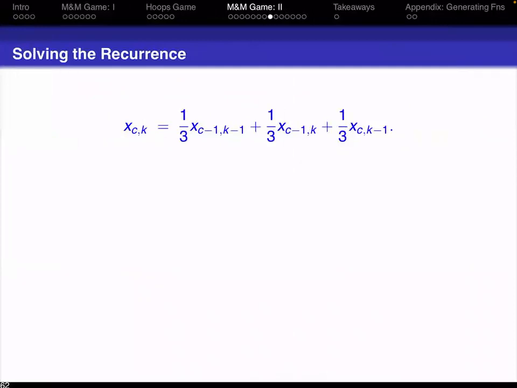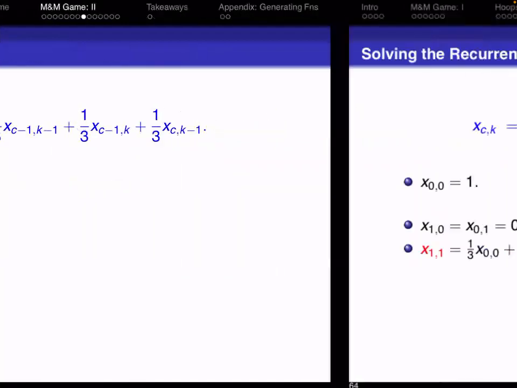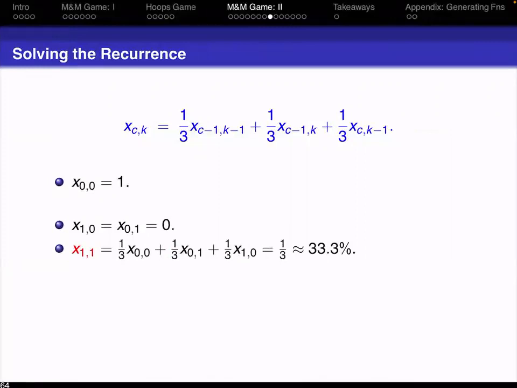All right, how do we solve this? Well, we now have this recurrence relation. What you do is you start off with small values and you work your way up, you build. And so we know X_00 is 1. And so now if we want to calculate what X_11 is, well, we know X_10 and X_01 are both 0 because somebody has an M&M and the other one is out. And so X_11 by the recurrence relation is 1/3 X_00 plus 1/3 X_01 plus 1/3 X_10, and we get 1/3. So now we know X_11.